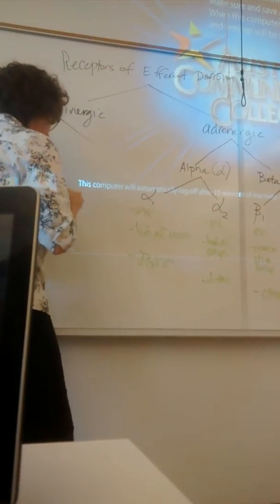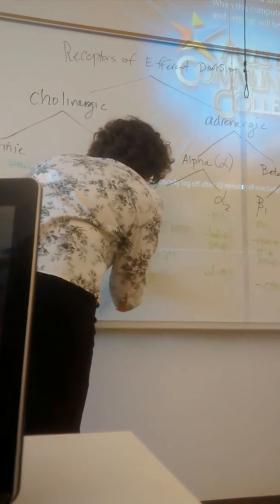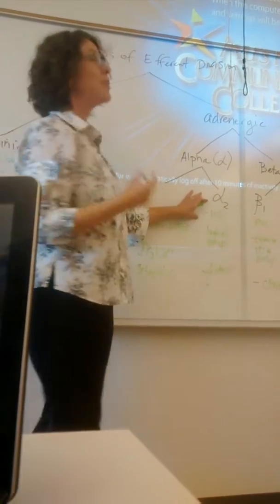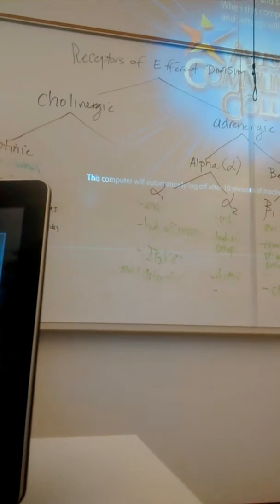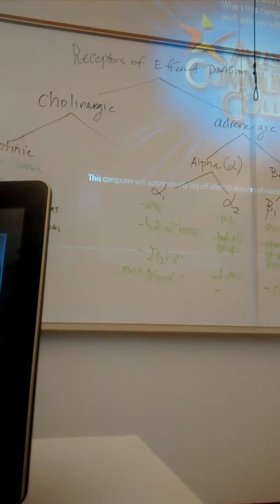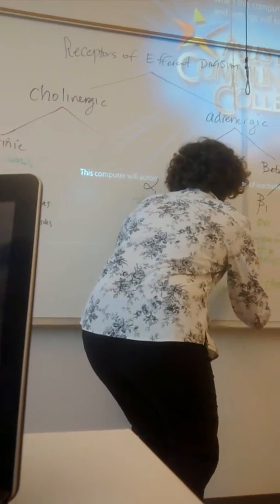So alpha 1 is in arterioles, most arterioles of the body. Alpha 2 is inhibitory. So when the sympathetic system activates alpha 2, it's going to cause inhibition in the effector targets. One major location for alpha 2 is the digestive system. So we know the sympathetic system inhibits digestion. It does so through alpha 2.